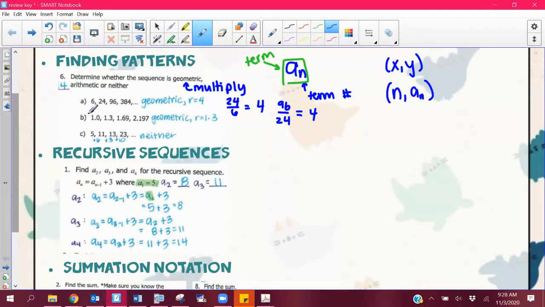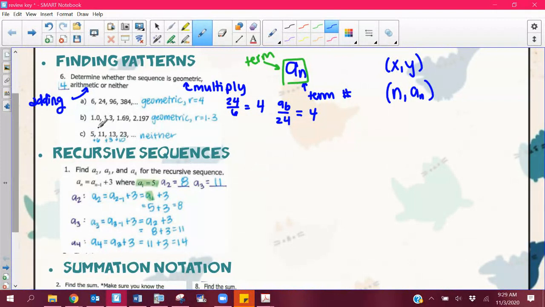If you look at this one, it's going 1.0, 1.3, 1.69, 2.197. This one is again geometric using the same pattern finding I did before. Again, you can tell it's not adding the same thing every time, so it's got to be geometric. Okay, I'm going to make a note over here. Arithmetic means adding every time. And that could be adding a negative, so it may look like subtracting.